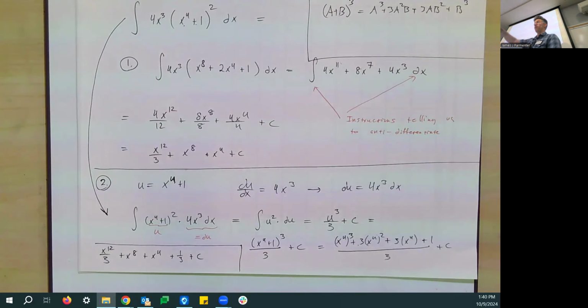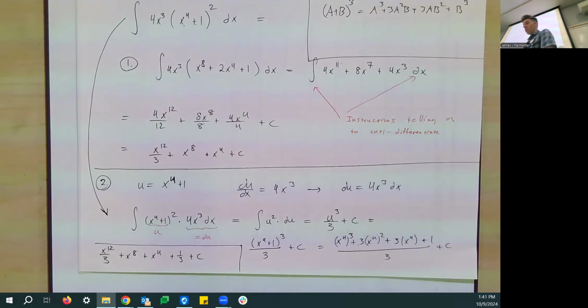Thumbs up for yes, thumbs down for no. Exactly the same. They're not exactly the same. But are they the same enough? Yes, they are. So as long as whichever way you did it resulted in integrals that differ by at most a constant, we're good to go.